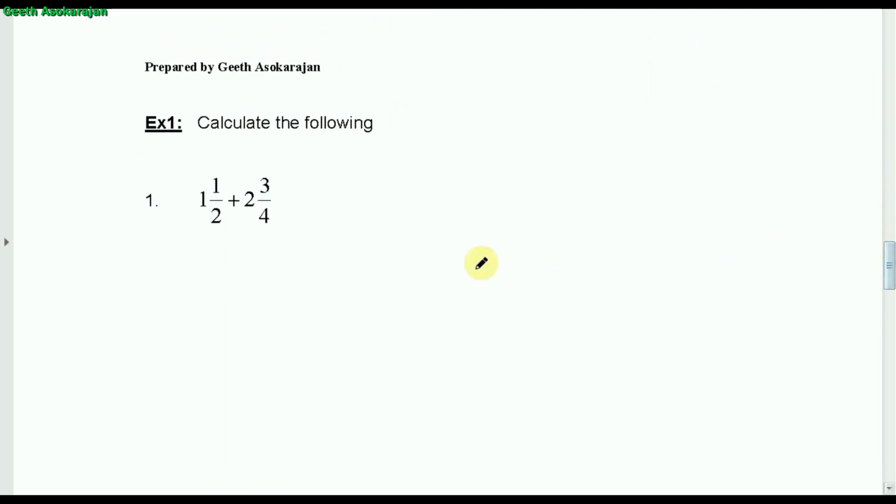Now, try example number 1. I'll give you a few moments and I'll go through the solution very soon.